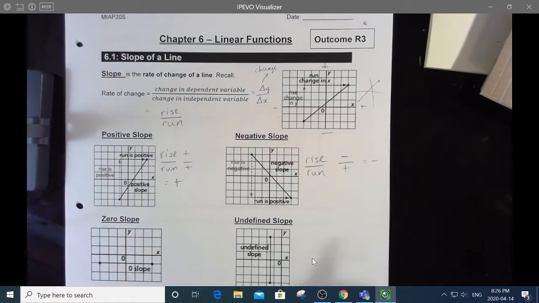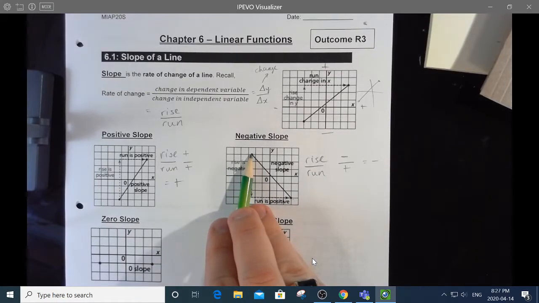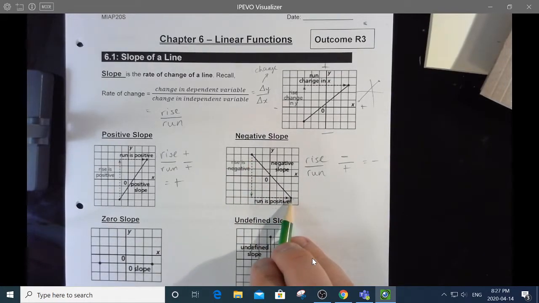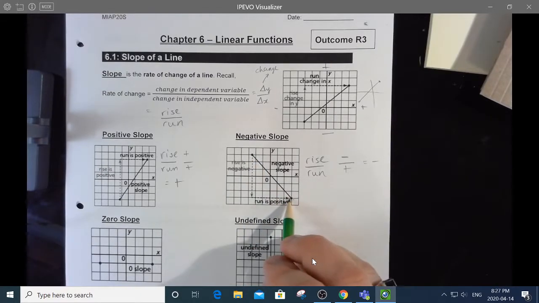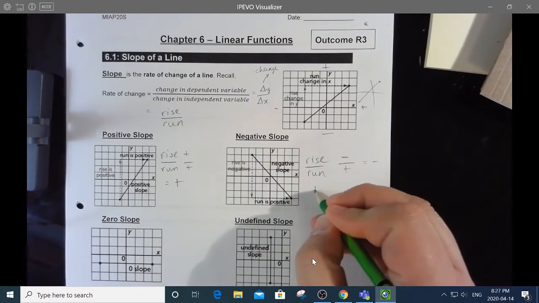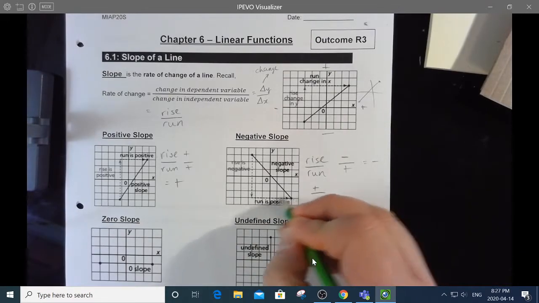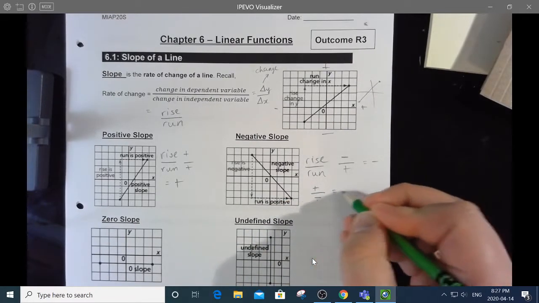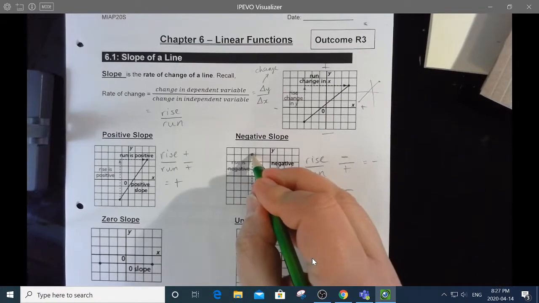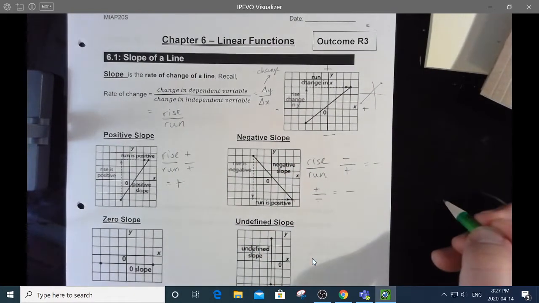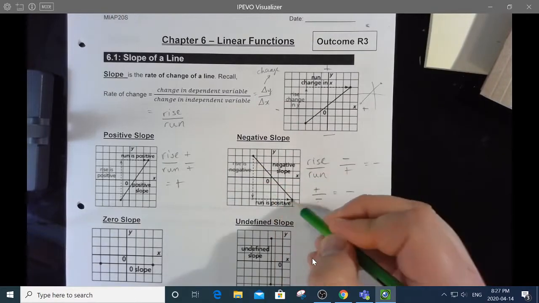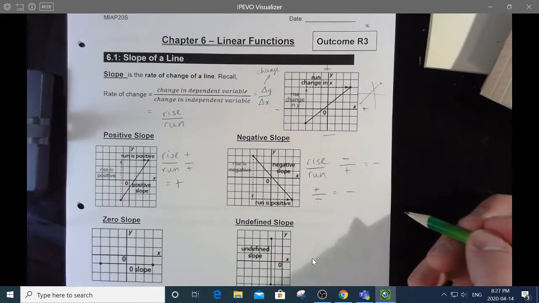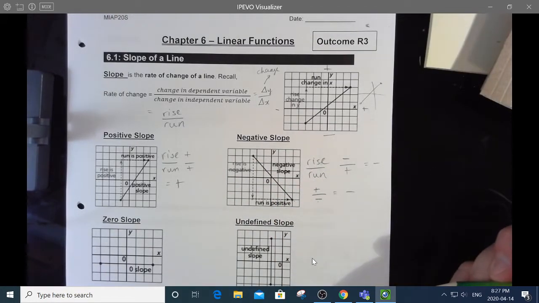What's interesting is it wouldn't matter if I thought about going from this point to that point, because then I'd be thinking, well, I'm going from this point to this point. I'm going up, which is a positive rise, but I'm going to the left, which is a negative run. And a positive divided by negative is still a negative. So whether I think about this being the first point or this being the first point, as I move from one point to the other, my rise over run ratio has to be a negative.